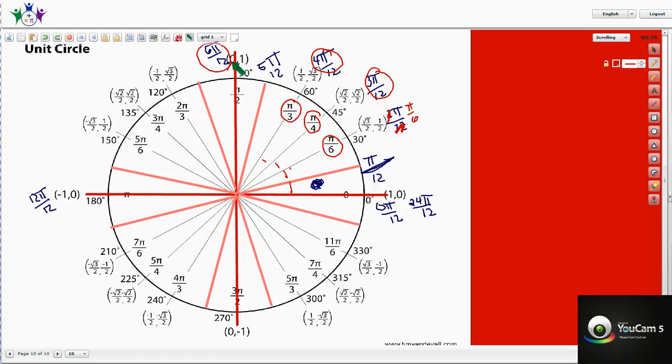This is pi over 2. Here we have just pi. And here we come back, it's either 0 or 2 pi, also known as 2 pi. Okay, so we have those.